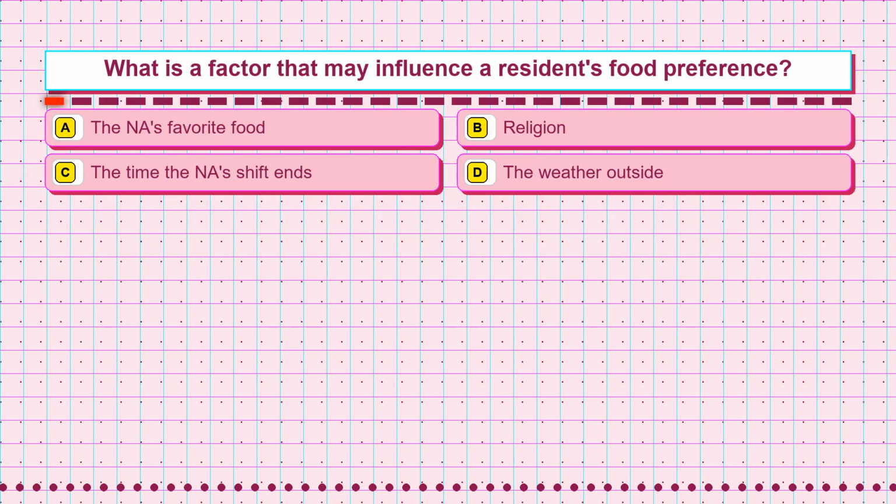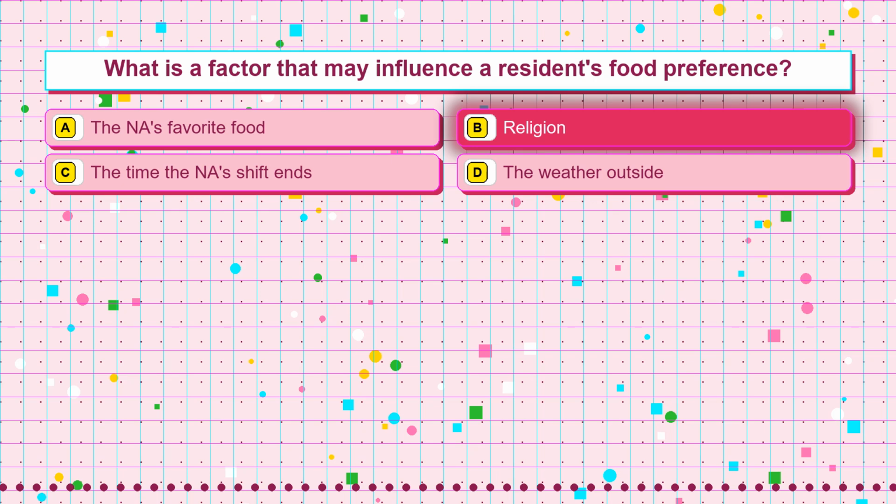Question 26. What is a factor that may influence a resident's food preference? Option A, the NA's favorite food. Option B, religion. Option C, the time the NA's shift ends. Option D, the weather outside.